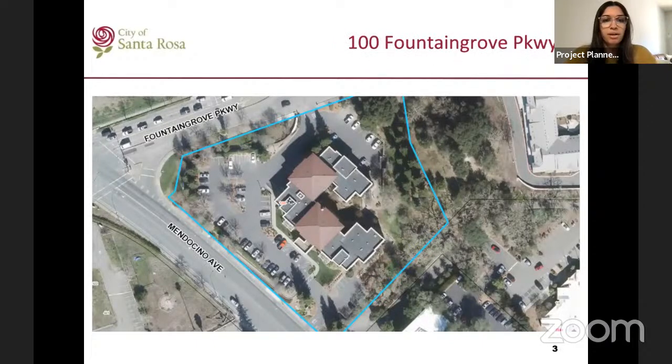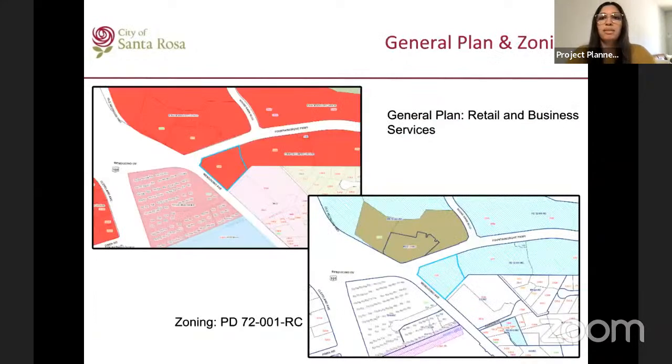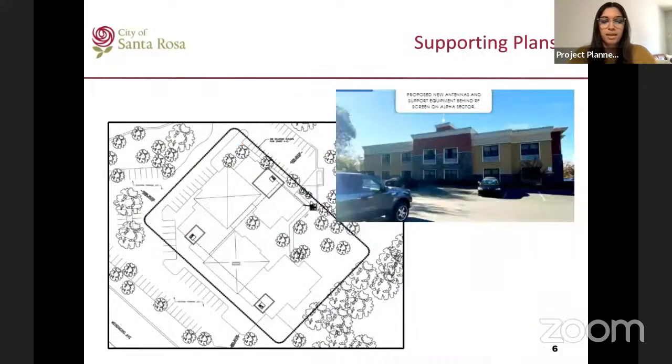Here is a close-up aerial view of the site, as well as a neighborhood context map. The general plan land use designation for the site is retail and business services, and it is in a planned development zoning district. Here is the site plan. As you can see, there's the 3 sections that will be located on the roof, and then the section with the ground level cabinet in the back.